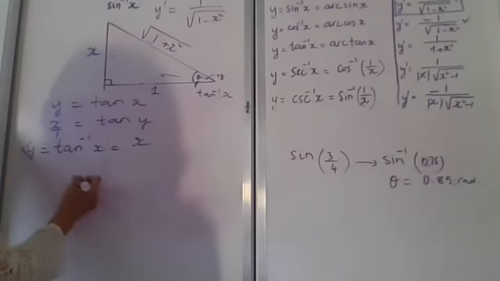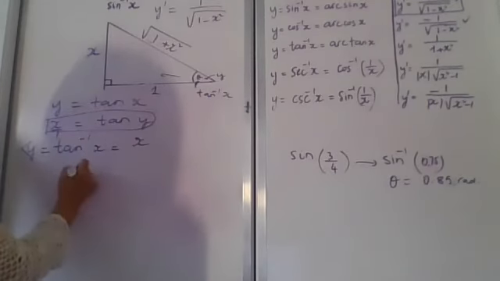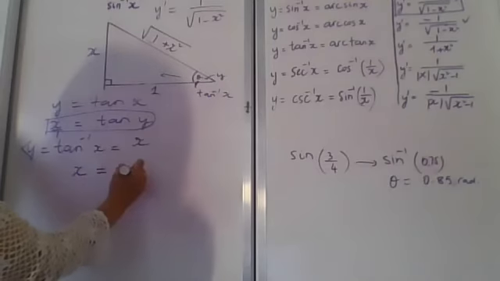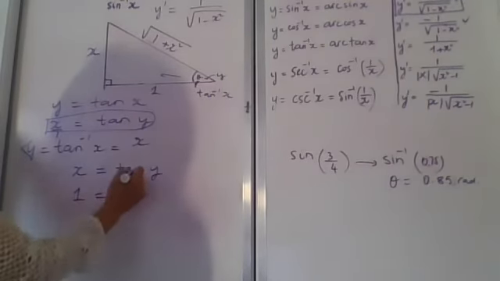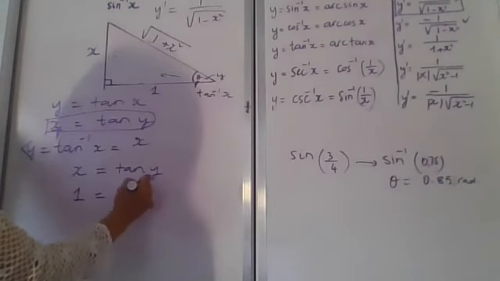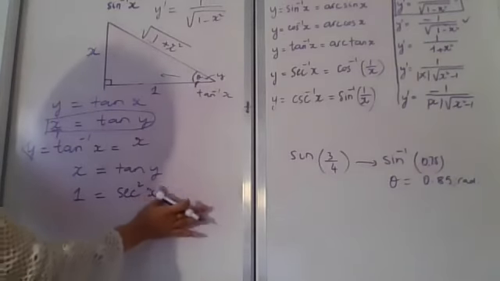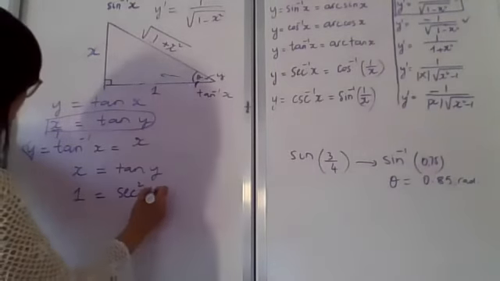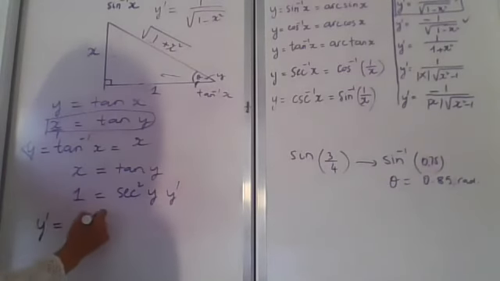Okay, so now let's take the derivative of this function. This is the inverse function, x equals tan y. The derivative of this is 1. The derivative of this is secant squared y, times y prime. So solving for the derivative, y prime will be equal to 1 divided by secant squared y.